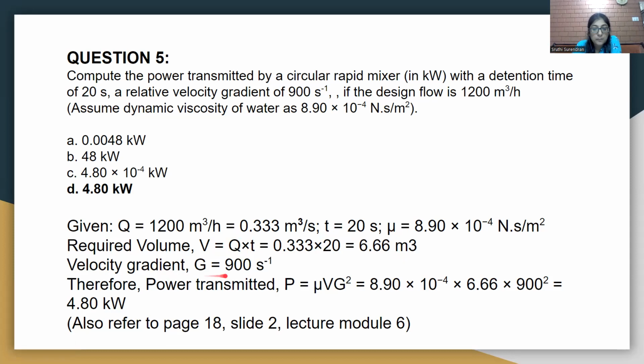Now using the formula P is equal to mu v g square and substituting the values directly: 8.9 into 10 to the power minus 4, the dynamic viscosity, volume of tank in meter cube, and the square of the velocity gradient, we will get the answer in terms of kilowatt, which is 4.8 kilowatts. So the answer is equal to D.